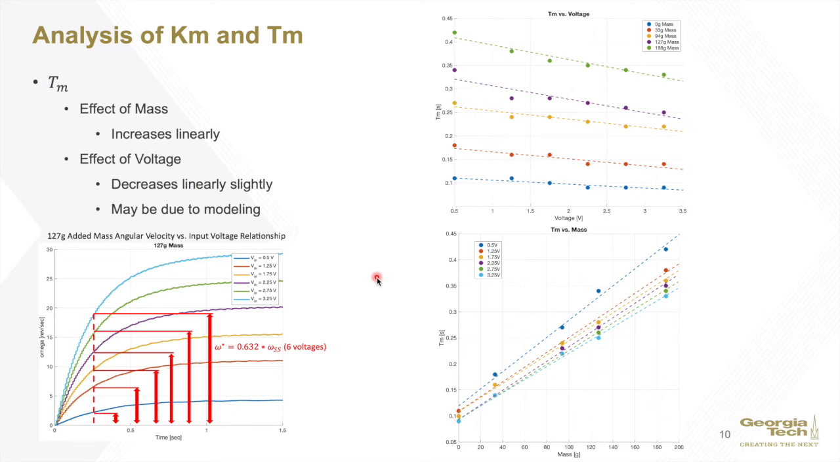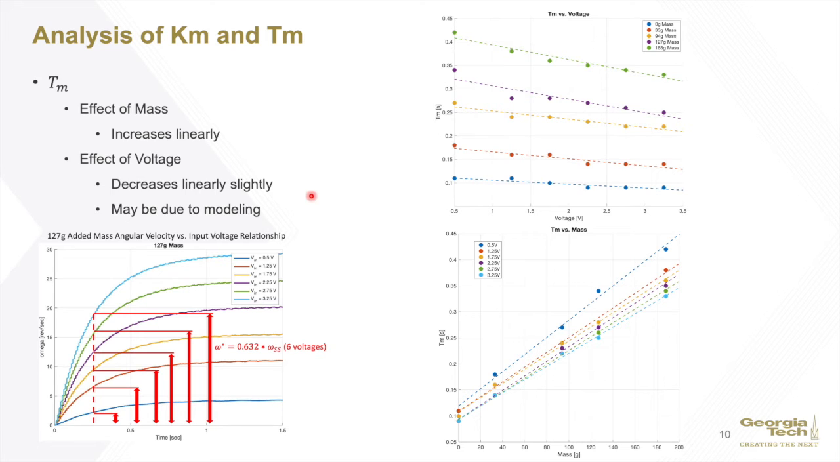To determine the effect of mass on the motor time constant, we plotted the motor time constant versus mass for all of our trials. As you can see, each of these relationships increases linearly. So we determined that as mass increases, the motor time constant for the system will increase linearly as well.